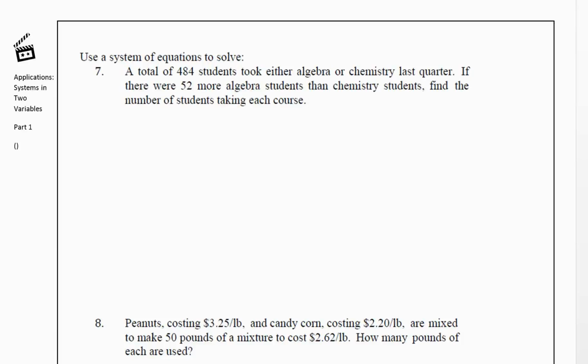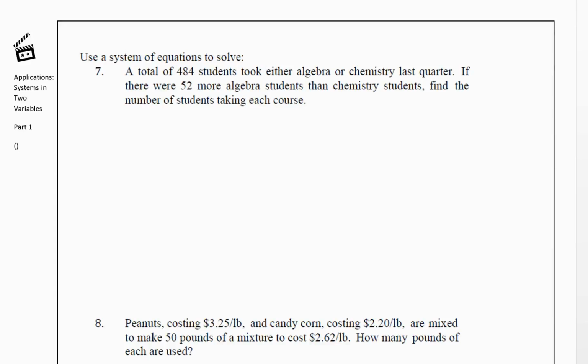Okay, now we're going to solve some application problems using systems of equations. And I know these can be intimidating, but just take them step by step. Make sure you define your variables, and really just stay calm. Okay, so let's read through this.